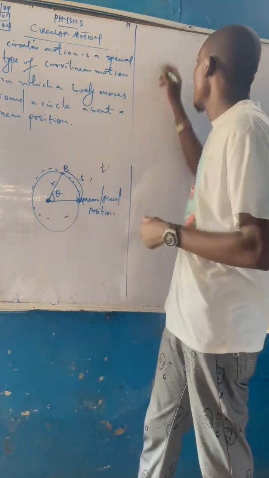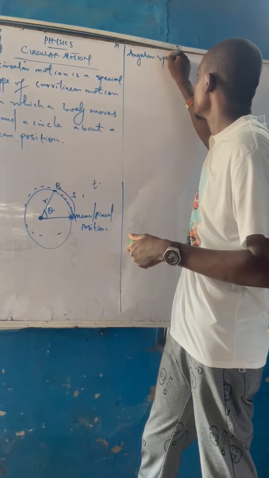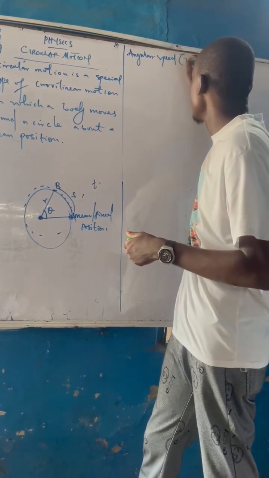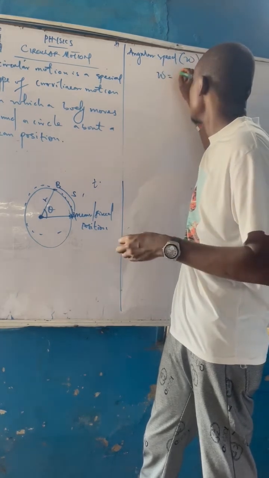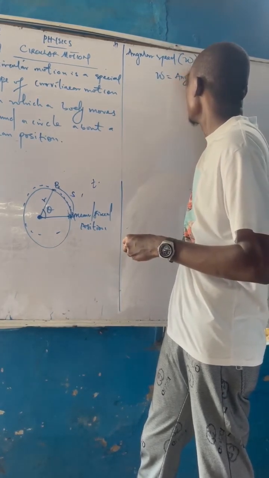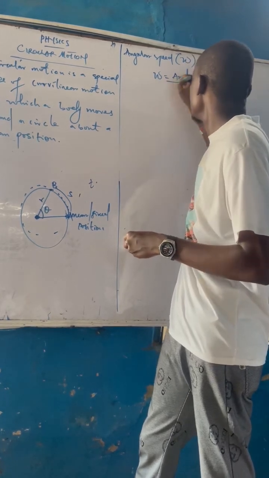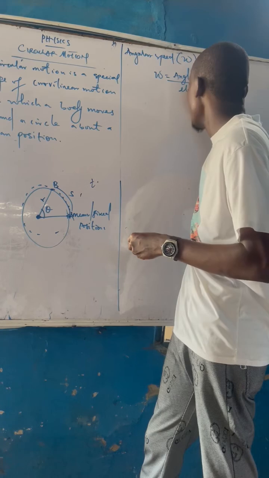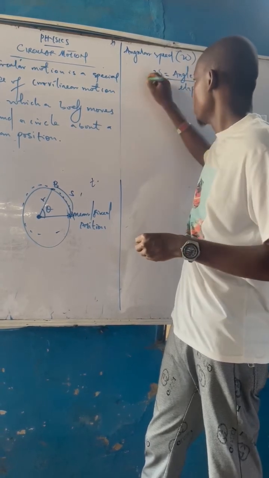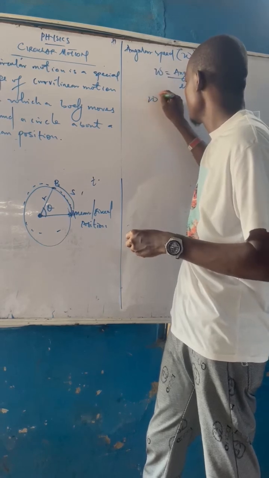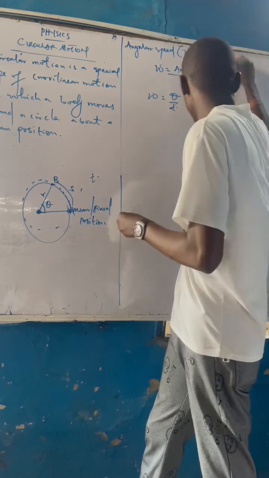So therefore, angular speed is represented by a Greek letter omega. Angular speed is defined as the angle turned divided by the elapsed time. So angular speed is equal to theta over t.